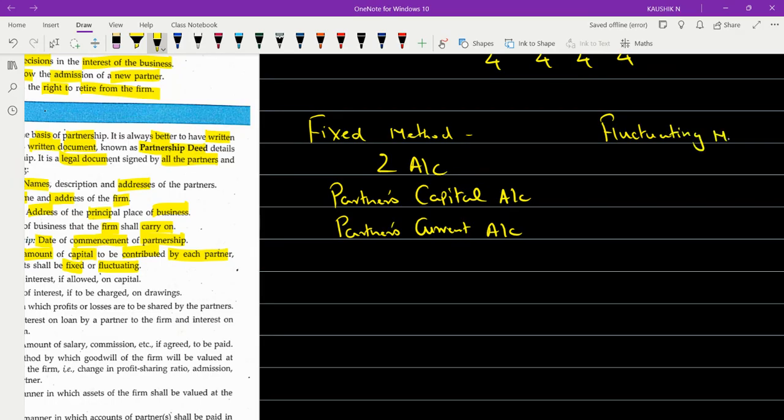Suppose you are going to maintain it under the category of fluctuating method, then how many accounts will be maintained under the fluctuating method? Very good. So one account, that is nothing but the partners' capital account.